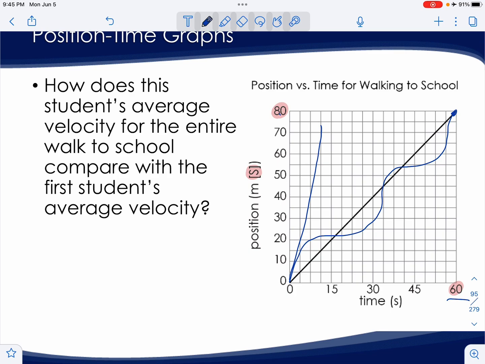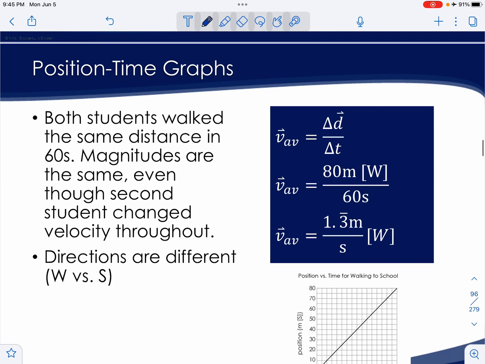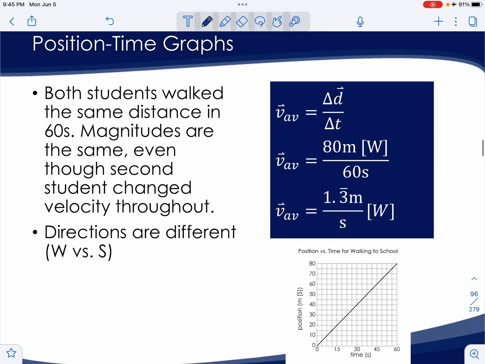Alrighty. And it would end up being the same. Okay. So both students walked the same distance. The magnitudes are the same, even though the second student changed velocity throughout. Directions are different.